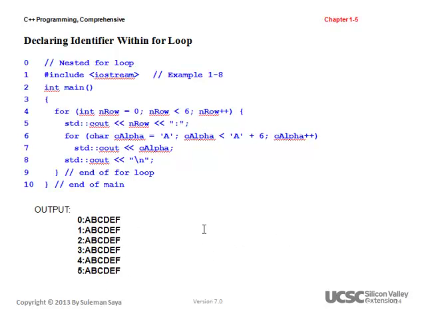Now, as you can see at line number 6, I am initializing alpha. When I create the alpha type, I initialize it with 'A', which means 65. Then I'm comparing it with 'A' plus 6, which is 65 plus 6. It will keep doing this until the condition becomes false, and that's why you see 65, 67, 68, 69, 70, and 71. So basically when it reaches 71, it will stop.